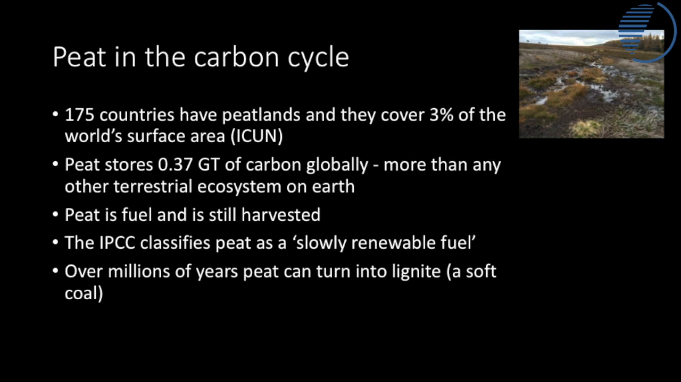However, there are problems with peat because peat is being cut and harvested. If you cut it and harvest it, and it dries out, then you can burn it because it's so high in carbon.